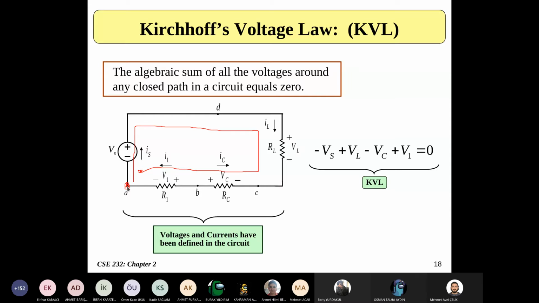But the second one is just that if the potential difference between those two is V of S, the potential difference between A and A should be 0. Now, for this circuitry, if you start from A and follow this path I just drew, you see that minus V of S, I'll come here, plus V of L, plus minus V of C due to the polarity, and plus V of 1 should sum up to 0. That's what Kirchhoff's voltage law says.